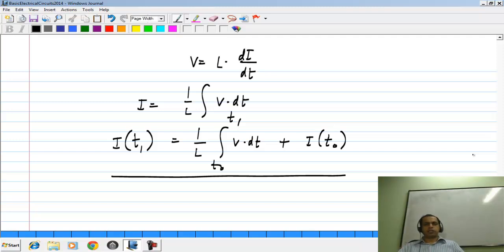Okay. So this again is analogous to the relationship we saw earlier with the capacitor. Now clearly, the current in an inductor at a given instant depends not only on the voltage at that instant, but on voltages at all previous instants. So again, just like the capacitor, an inductor is also an element with memory. Okay. The capacitor stores charge and inductor stores flux.